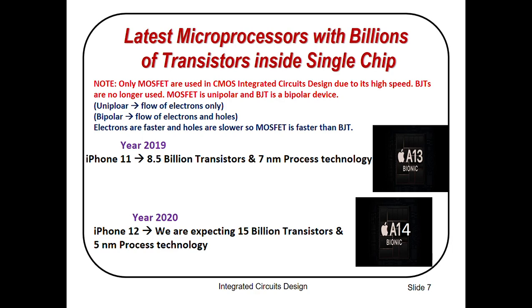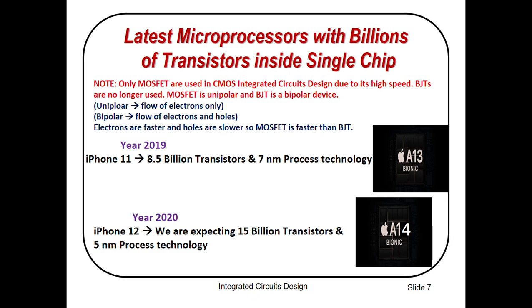If we talk about the latest microprocessors with billions of transistors, before going to this topic, let me tell you that only MOSFETs are used in CMOS integrated circuits because of their speed. BJTs are no longer used, because MOSFET is a unipolar device and BJT is a bipolar device. Unipolar means only flow of electrons, and bipolar means flow of both electrons and holes. As you know, electrons are faster than holes, so MOSFET is faster than BJT.